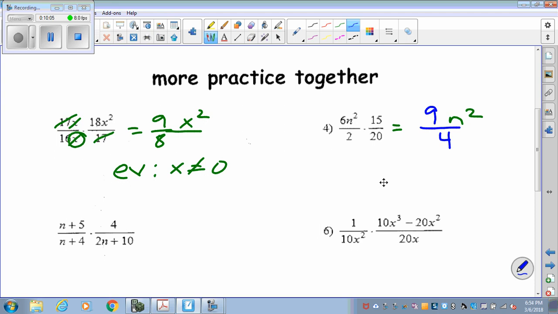6 and 2 are even, so I can divide by 2, right? If you ever wanted to do it by hand, you just divide out the common factors. These end in 5 and 0, so 15 divided by 5 is 3, and 20 divided by 5 is 4. And 3 times 3 is 9, right, because I'm multiplying. And then I have the n squared on top, and 1 times 4 is 4. Okay. And then over here with the 9/8, they're both even, so 18 divided by 2 is 9, and 16 divided by 2 is 8.